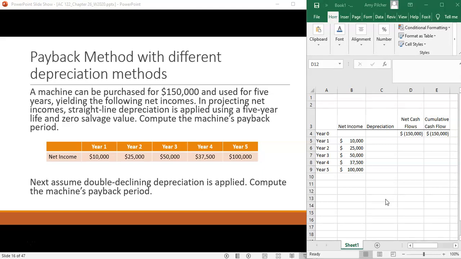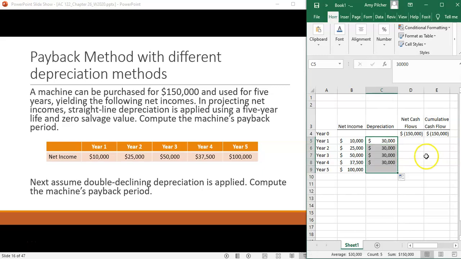So if you take 150,000 and divide it by 5, you get depreciation of $30,000, and that's every year for the entire 5 years. So this first example is for straight line depreciation. Year 0 in capital budgeting decisions is the year that you put the money out. So in year 0, we pay $150,000. We're trying to determine when we get that investment back.